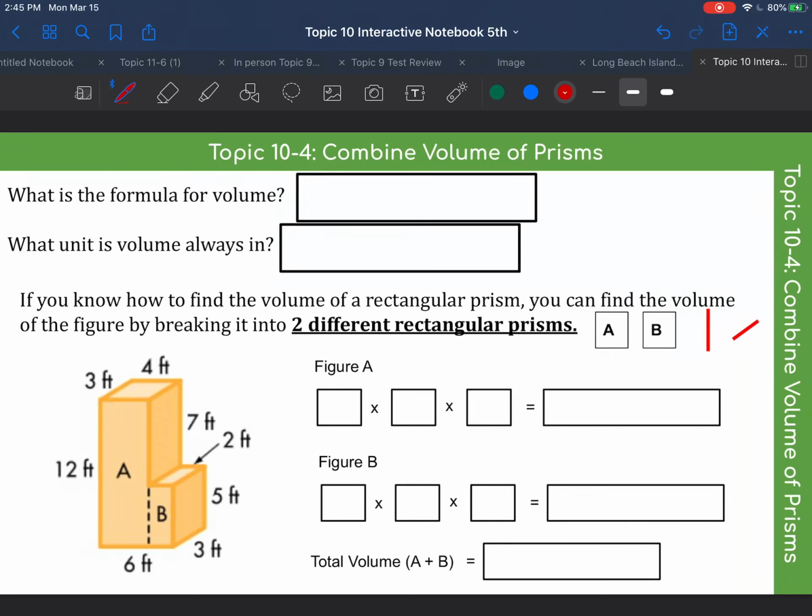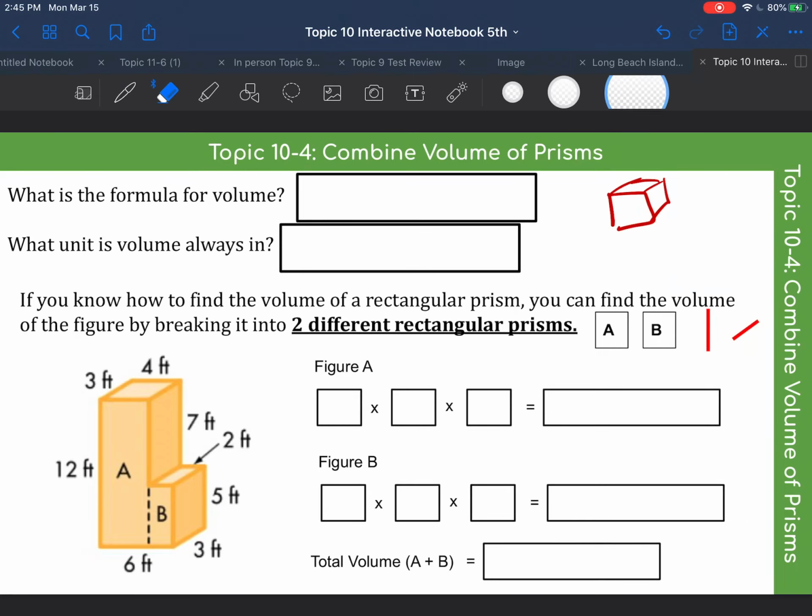Okay, so basically today we are not going to be given a regular rectangular prism like this. It's not going to be a regular shape. It's going to be a combination of two rectangular prisms. And what we need to do is break it in half and find the volume of each. And we're going to get into that later.